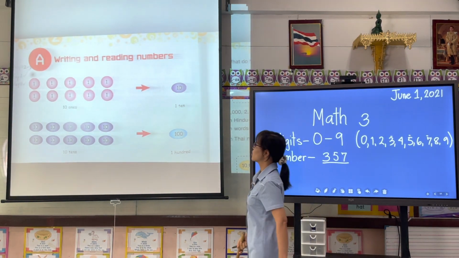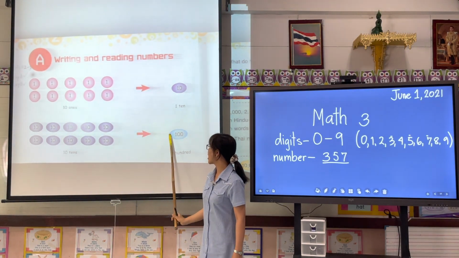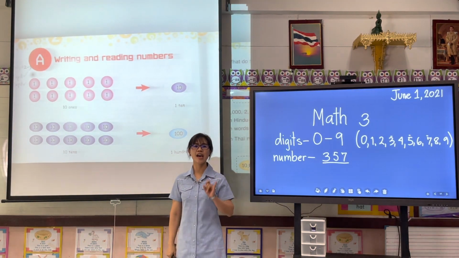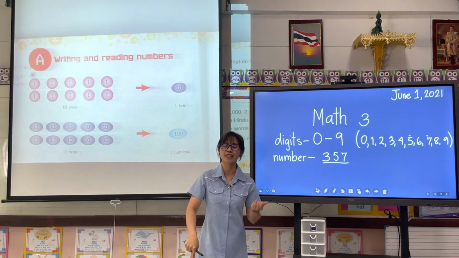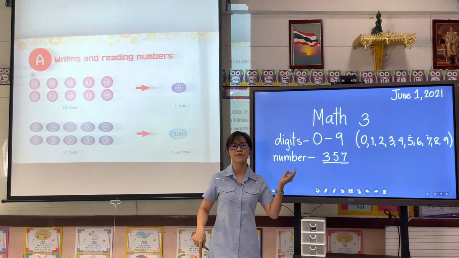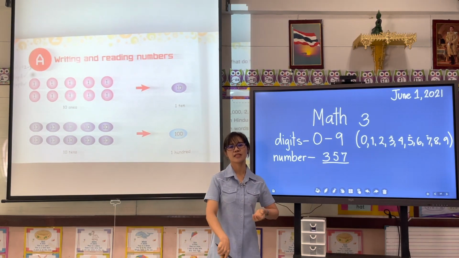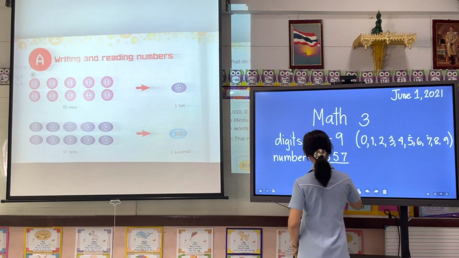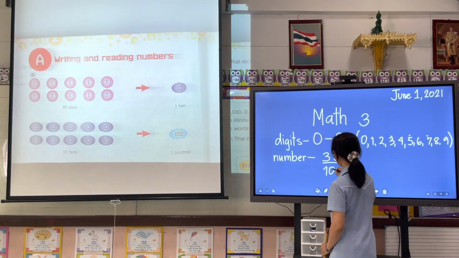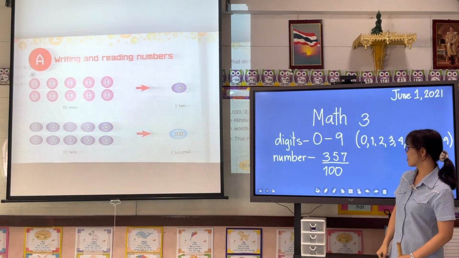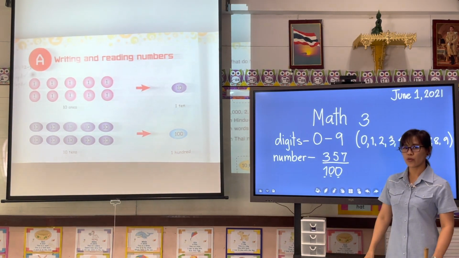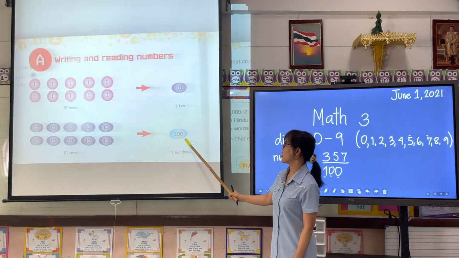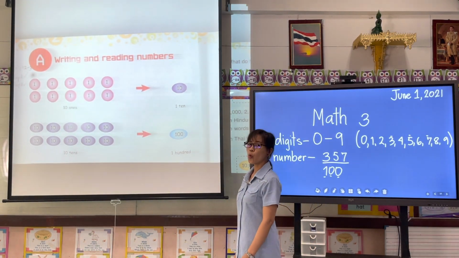Now I want you all to count by 10. Are you with me? Let's count by 10, 10 until 100. Ready, go. 10, 20, 30, 40, 50, 60, 70, 80, 90, and 100. So 100 has 3 digits. Now let's try to count by hundreds until 1,000.